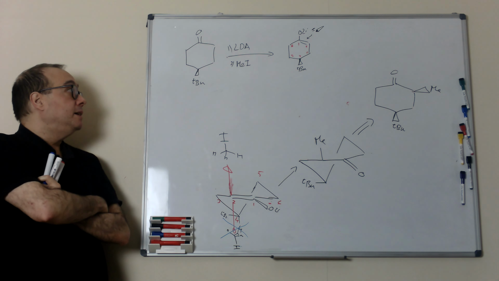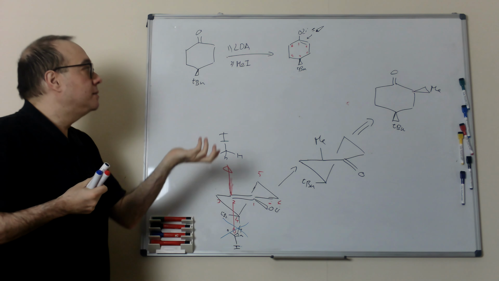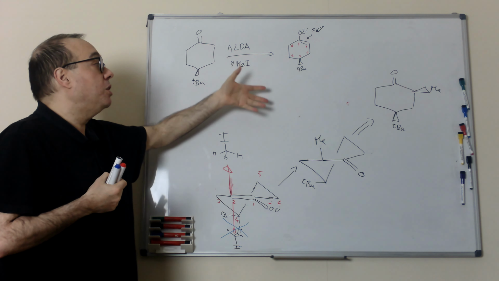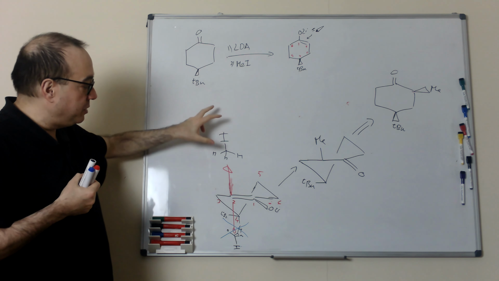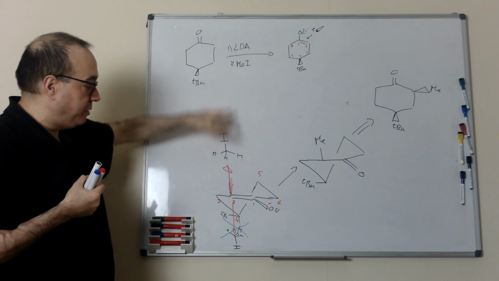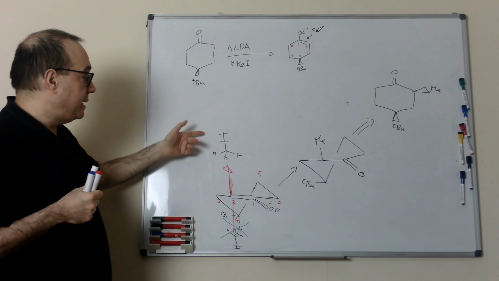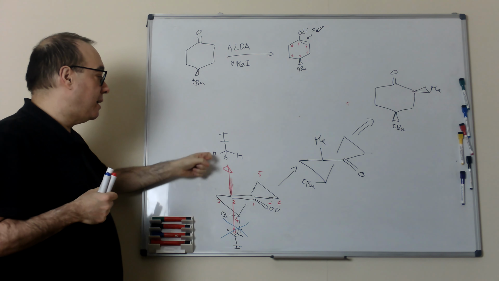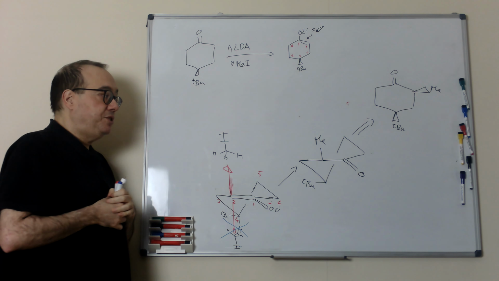Okay? That means I make the enolate, I try to find which is the more stable conformer, and then I do the approach of the nucleophile. Remember that this has to be perpendicular, okay, because we are doing a nucleophilic attack, and I check which trajectory will be the less hindered, taking into account that we have an SN2 transition state.